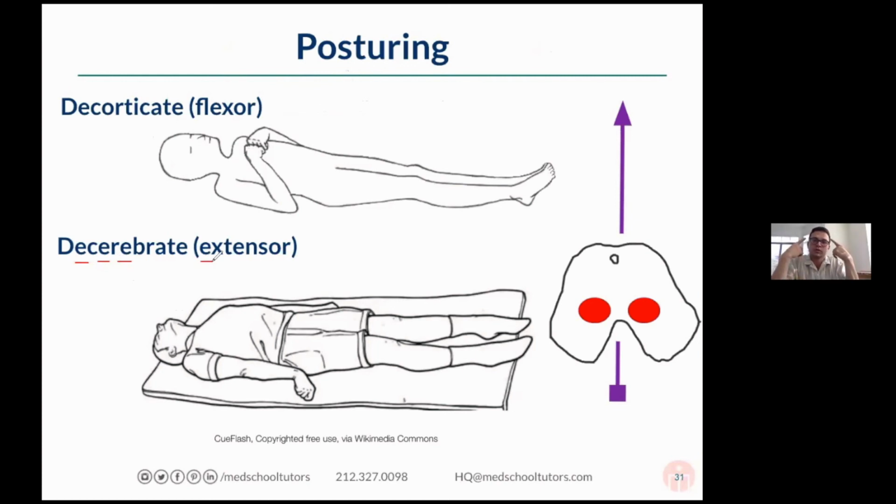Decorticate points towards the cortex. It's flexed, so the arms are pointing up. Those are the 2 that I know. These localize. Decorticate is anything above the red nucleus, right? And then decerebrate is typically at the level of the red nucleus or slightly below.